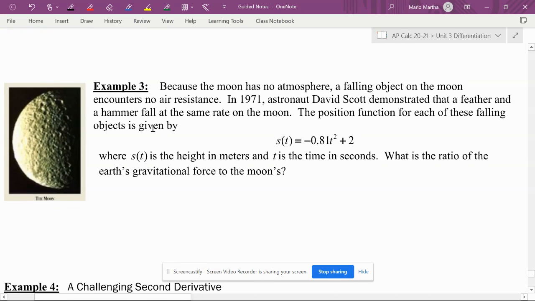So in example 3, it says because the moon has no atmosphere, a falling object on the moon encounters no air resistance. In 1971, astronaut David Scott demonstrated that a feather and a hammer fall at the same rate on the moon. The position function for each of these falling objects is given by S of t equals negative 0.81 t squared plus 2, where S of t is the height in meters and t is the time in seconds. What is the ratio of the Earth's gravitational forces to the moon?